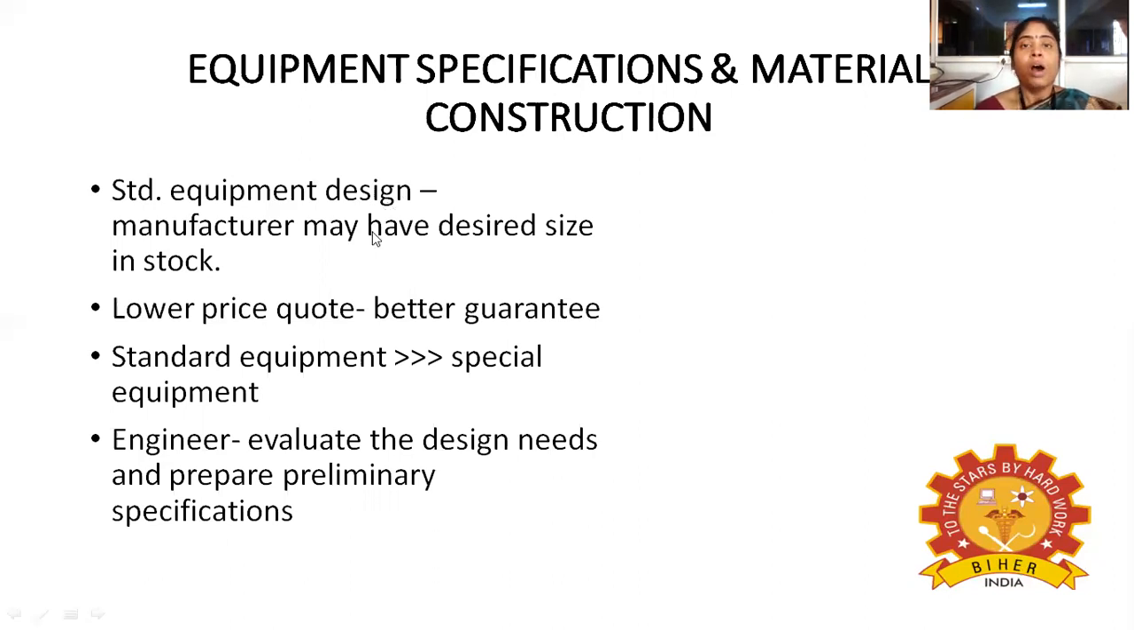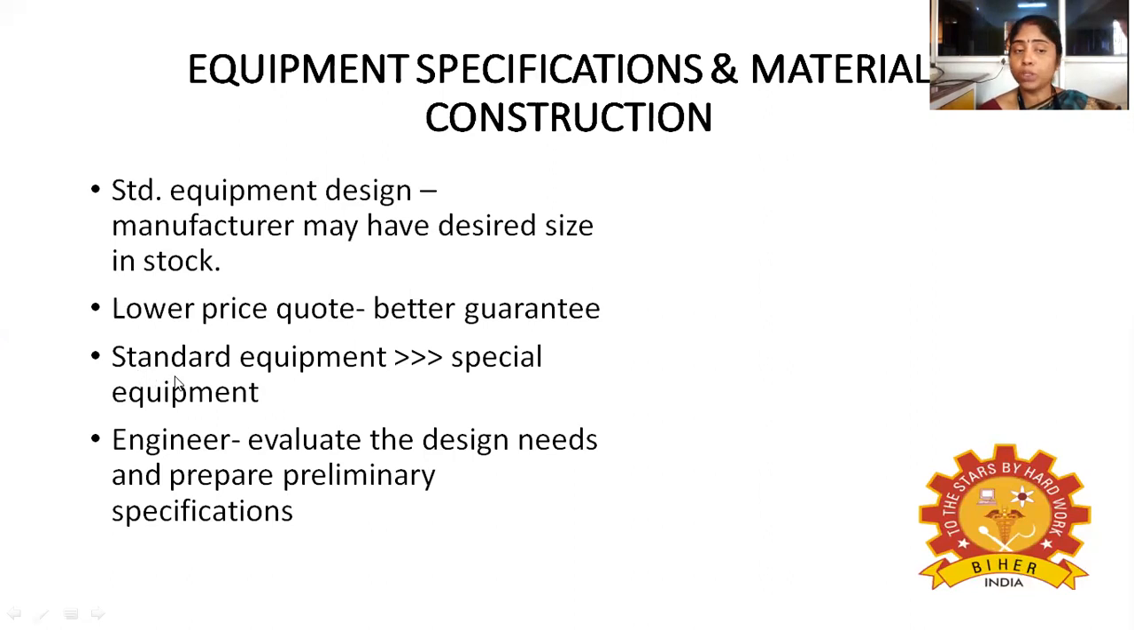Whatever we need for the construction, that specification for the particular equipment has to be quoted or noted to the vendors or manufacturers, so that they prepare based on whatever specification we give. They will prepare the equipment for our process development. Here they will provide a lower price quote for a better guarantee. It has to be done very carefully, since the equipment should be standardized rather than special equipment.